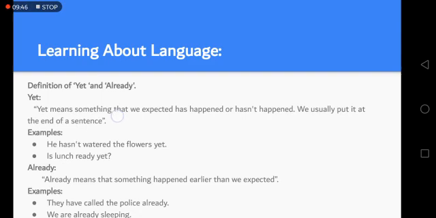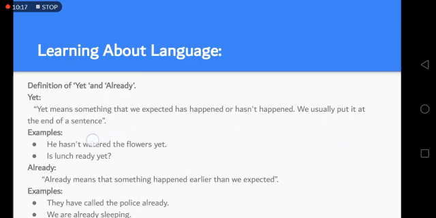Already is used to indicate that something has happened earlier. It is used in the mid position of the sentence. Okay, now I am reading the definition of yet and already. And you have to write this definition in your notebook neatly. Yet means something that we expected has happened or hasn't happened.